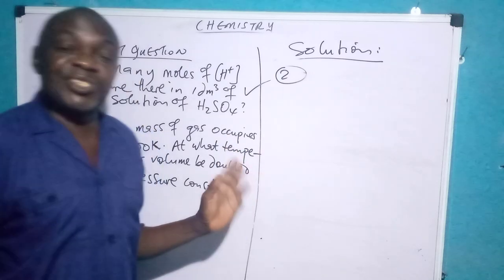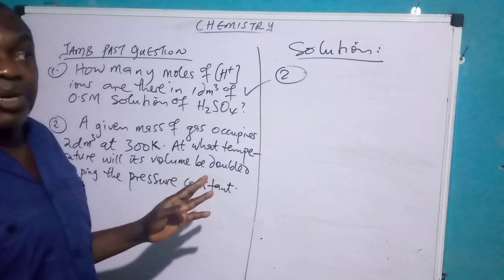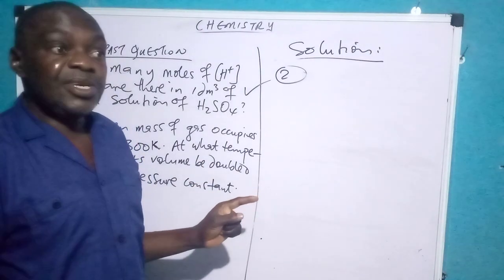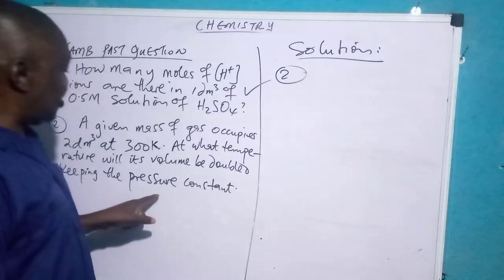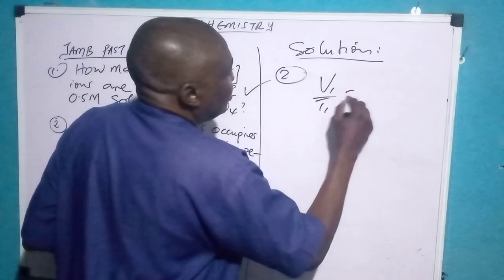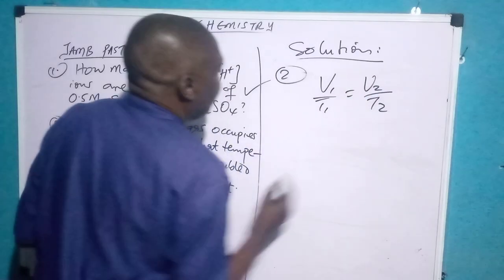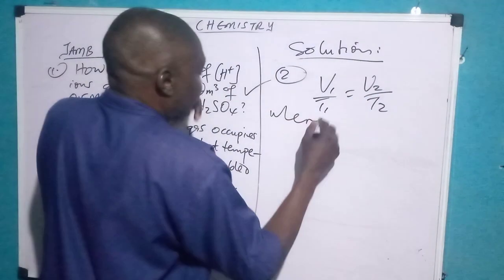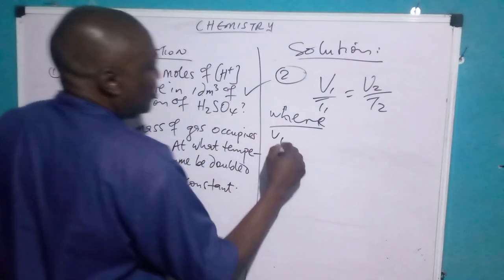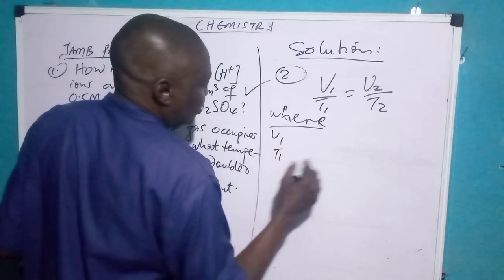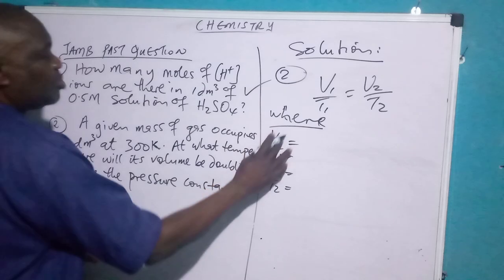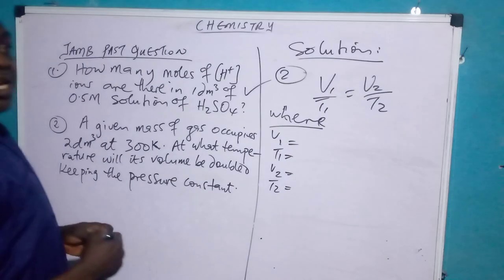The one you are going to use is Charles' law. Charles' law states that the volume of a fixed mass of gas is directly proportional to its absolute temperature if pressure is kept constant. And they told us pressure is kept constant. So V1 over T1 equals V2 over T2. This is what you are going to use, where V1, T1, V2, T2. If you are able to put in the values properly, then you will not have any challenge when you are solving it.